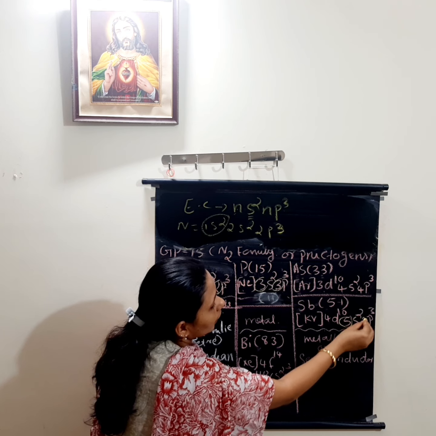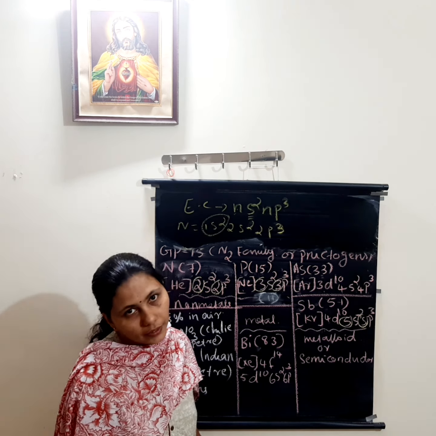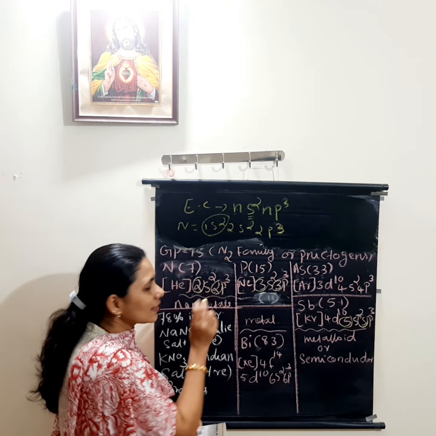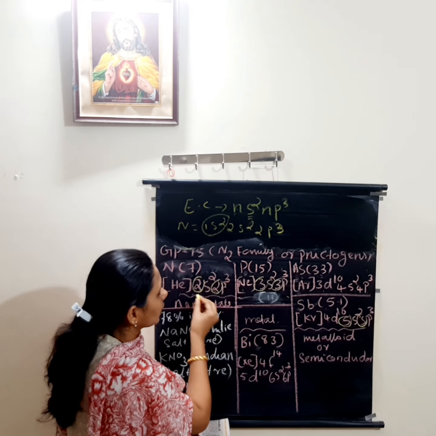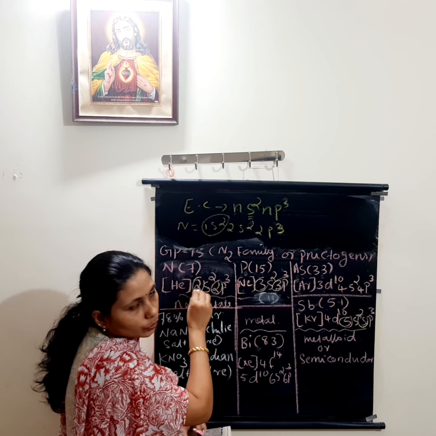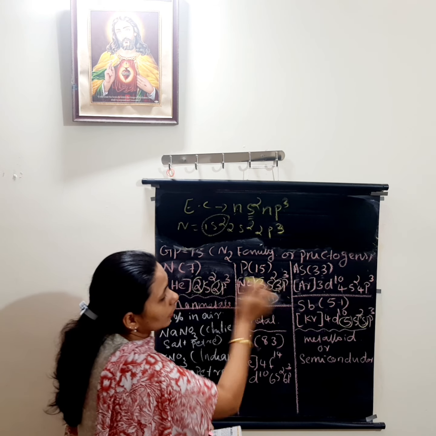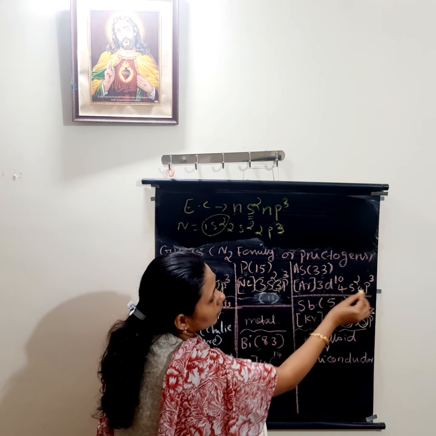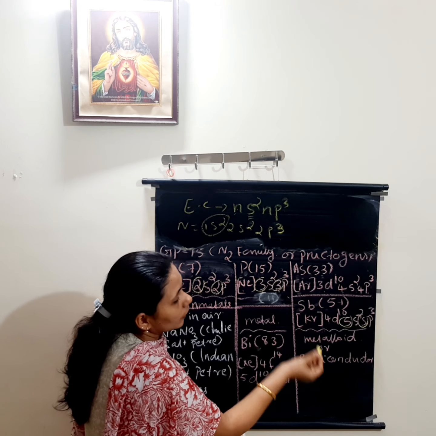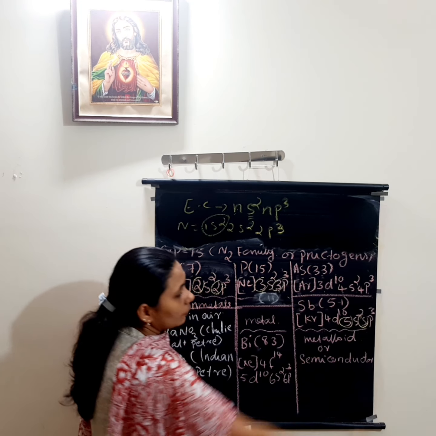Why is it 5 here? Because it is in which period? Fifth period. Okay. So it is very easy to learn the electronic configuration. Nitrogen, second period, so 2s2 2p3. Phosphorus, third period, that is why 3s2 3p3. Arsenic, fourth, so 4s2 4p3. Antimony, fifth, 5s2 5p3.